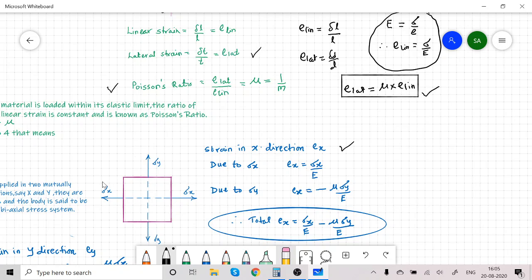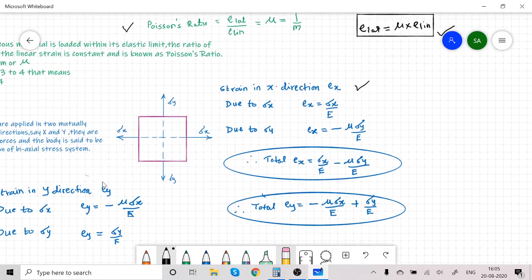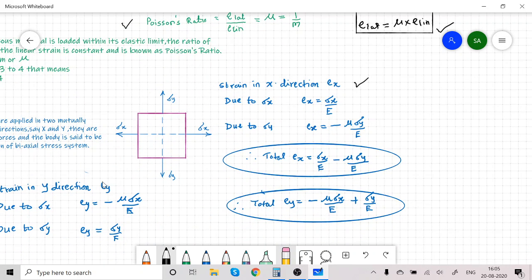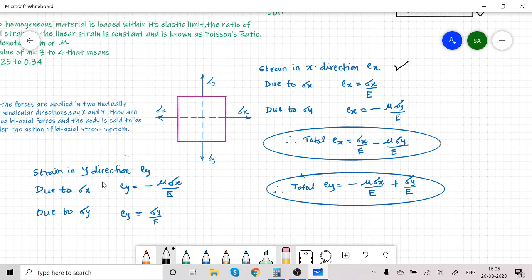Sigma y will produce, as it is tensile, positive effect on y direction and negative effect on x direction, opposite. Therefore, total strain in x direction is sigma x upon E minus mu sigma y upon E. Similarly, total strain in y direction due to sigma x, Ey, strain in y direction, again with respect to sigma x, it is lateral in y direction, so I must multiply it by mu, and as sigma x is tensile, it will produce reduction effect in y direction, so minus.